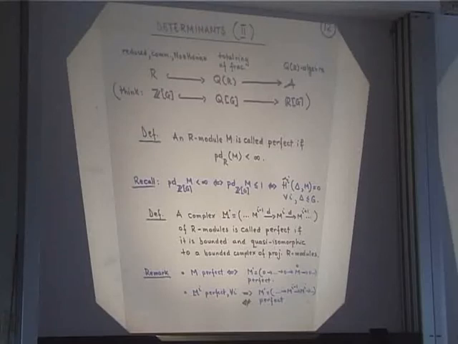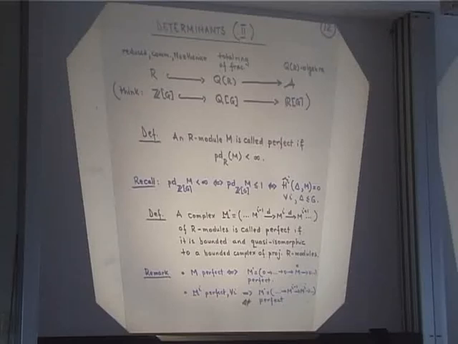And it's quasi-isomorphic to a bounded complex of projective R modules. Two complexes are quasi-isomorphic if there is a morphism between them which leads to isomorphisms at the level of cohomology. So I call a complex perfect if it is quasi-isomorphic to a bounded complex of projective R modules.